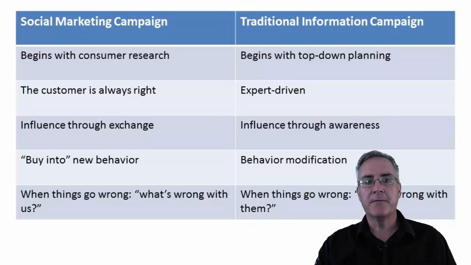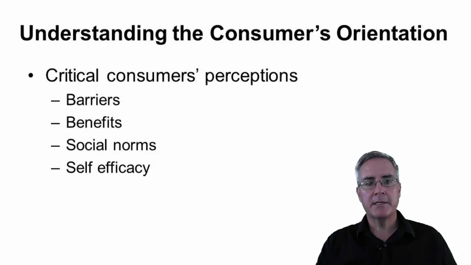We now have enough years of experience to know that expert advice is often dismissed and that awareness does not always lead to behavior change. The consumer orientation is the defining feature of social marketing, but what does this mean? It means that we want to understand their perceptions. What barriers prevent them from adopting this behavior? For example, if we want to sell the vegan lifestyle to Americans, what prevents them from going vegan?